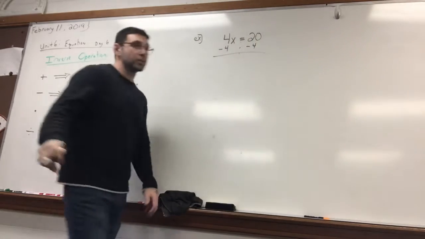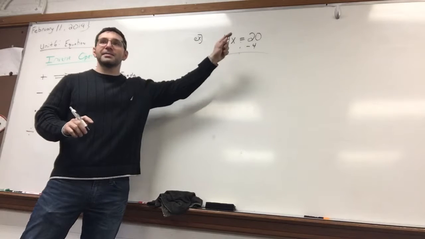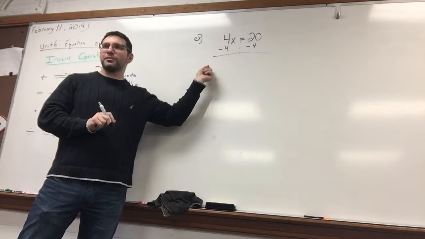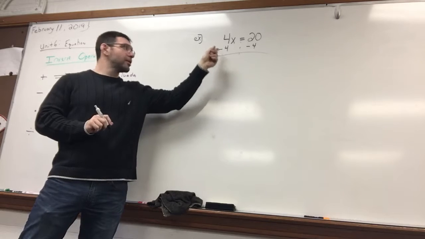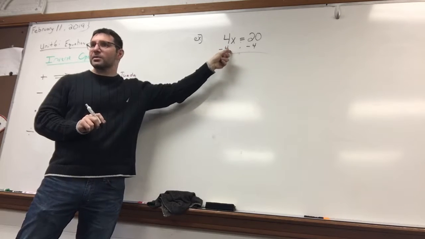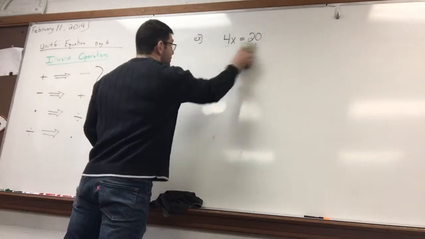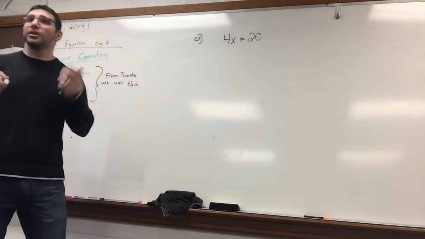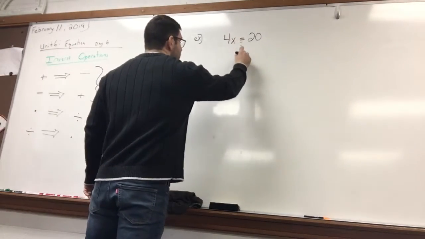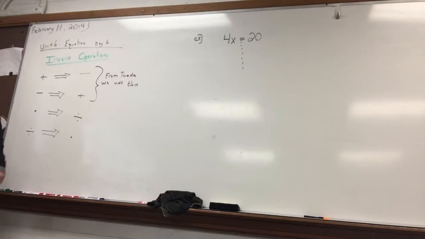I see a lot of people try to do this and subtract 4. Well, if it's 4x, can I subtract 4 from 4x? Are those like terms? No, because this doesn't have a variable of an x. You cannot do that. First off, you can't do it because it's not like terms. But second, that's not the operation. The operation we're trying to undo is multiplication. The inverse of multiplication is division.